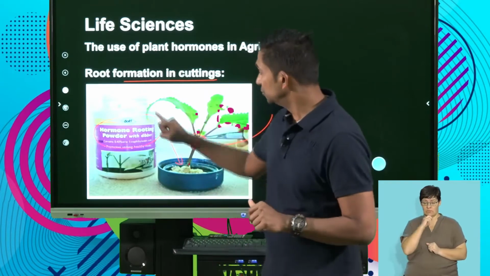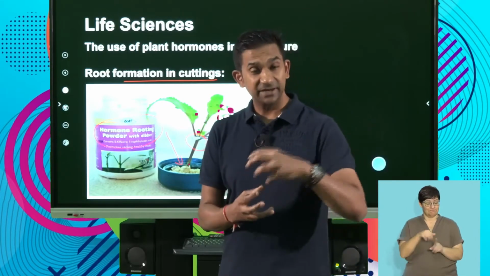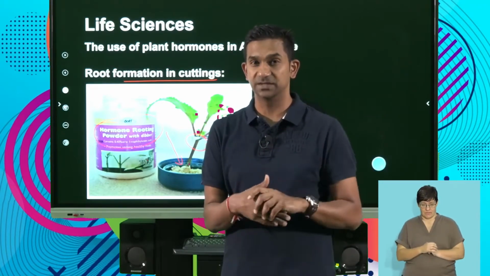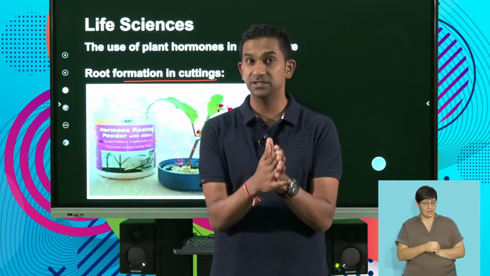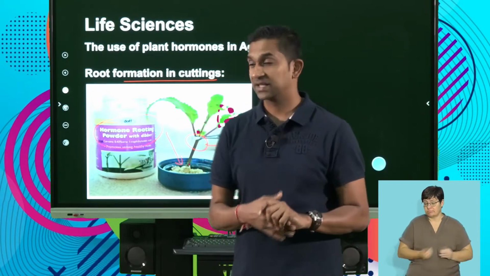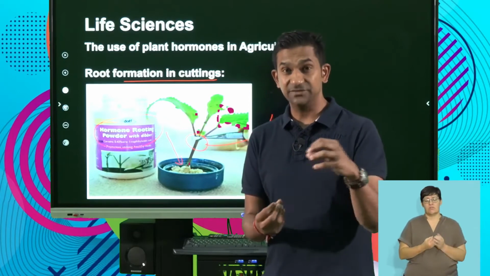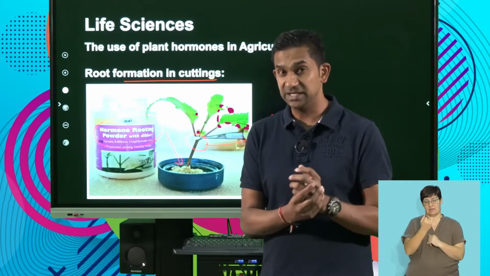So the use of hormones in the agricultural sector has influenced how quickly cuttings can grow into new plants. And if you think about that in terms of our food production, that has significantly influenced how quickly plants can be cultivated to grow into new independent plants.